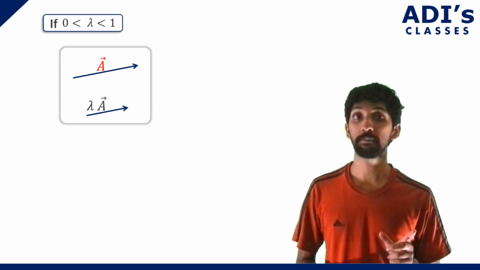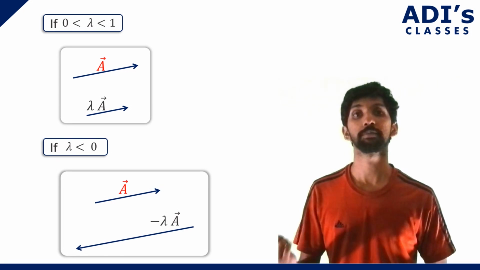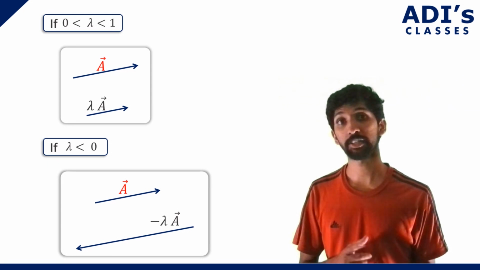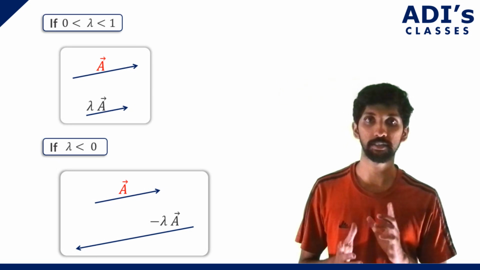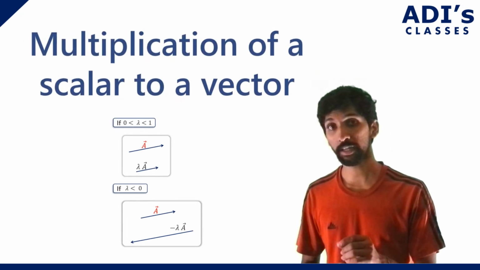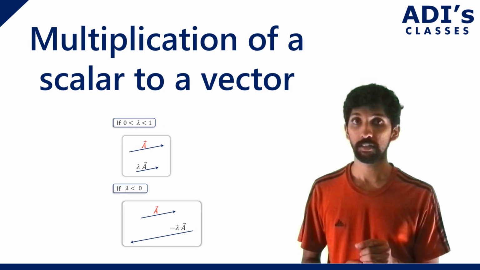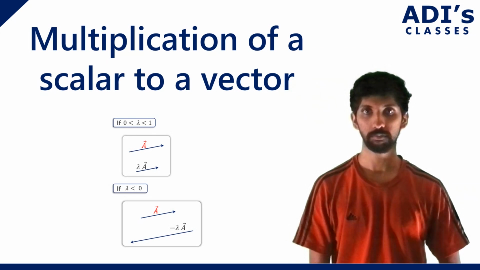Now, if lambda is less than 0, then the vector becomes negative and the direction changes. This is how the vector looks if lambda is less than 0. Understood? So this is basically multiplication of a scalar to a vector, lambda into A.